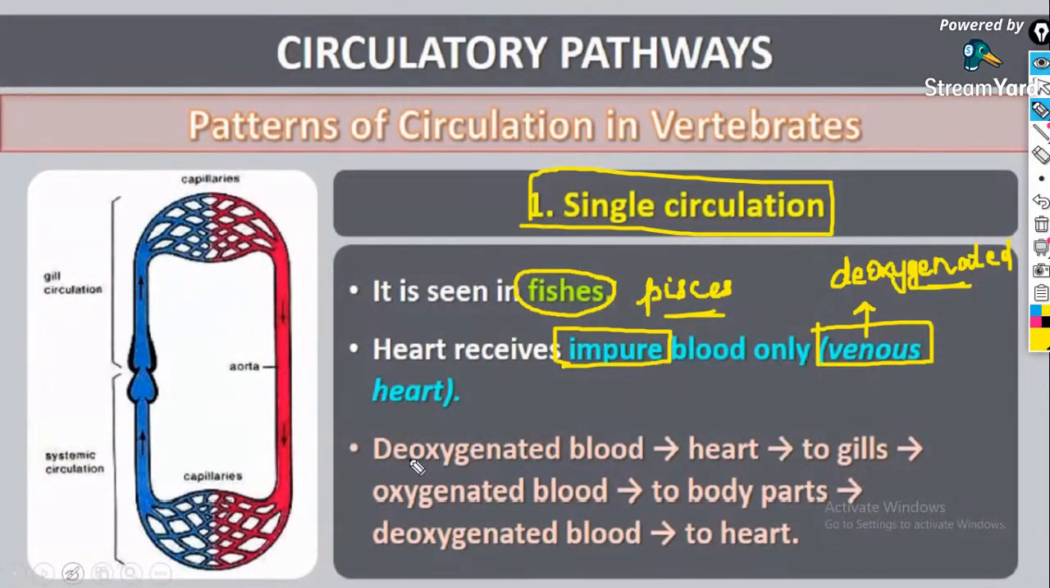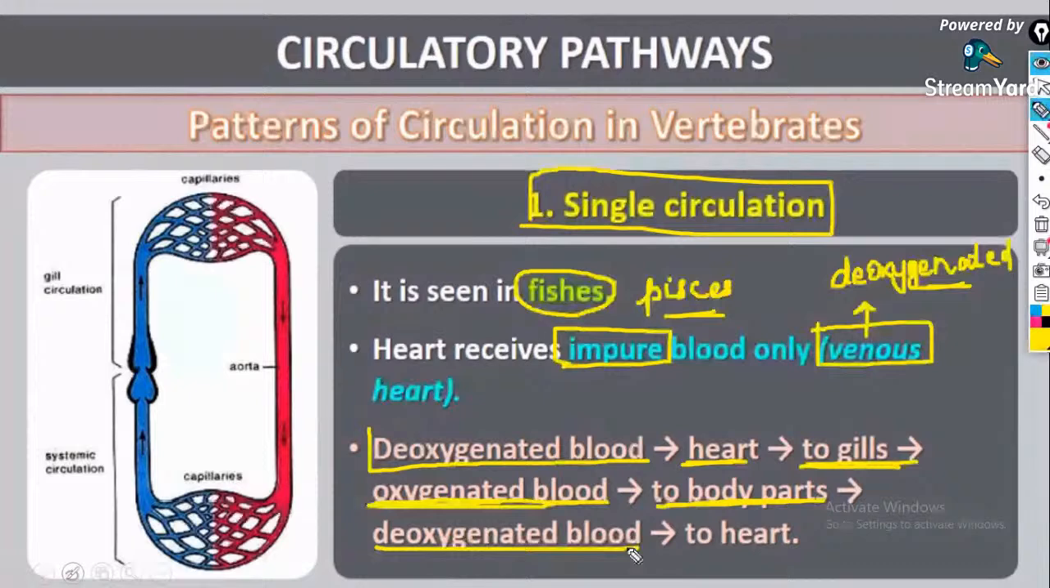So look, deoxygenated blood is passed on to the heart. From the heart, the same deoxygenated blood is passed on to the gills. From the gills, the blood gets oxygenated and is passed on to the body parts. From the body parts, the deoxygenated blood is produced, and it again comes back to the heart.